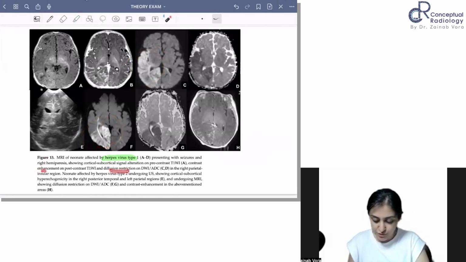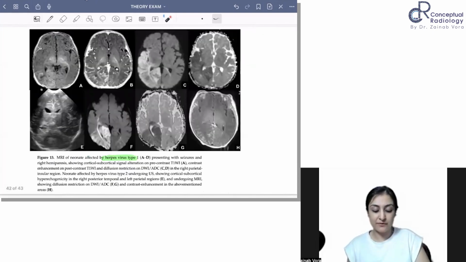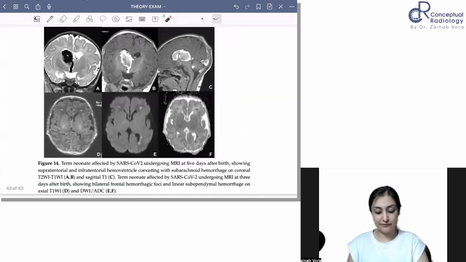You are seeing diffusion restriction in the right-sided peri-insular region, and it is also progressing into parietal, etc. So remember this, that if you see a neonate with stroke-like presentation, think of herpes virus, okay? Herpes encephalitis, right? It's something which will mimic a stroke-like presentation. So this is herpes encephalitis, HSV1.